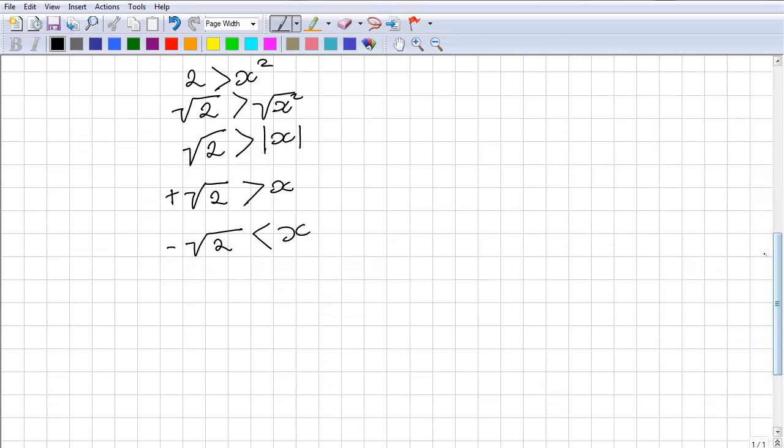So our interval is negative root 2 is less than x, which is less than root 2. So our interval is between negative root 2 and root 2. And that concludes this lesson.